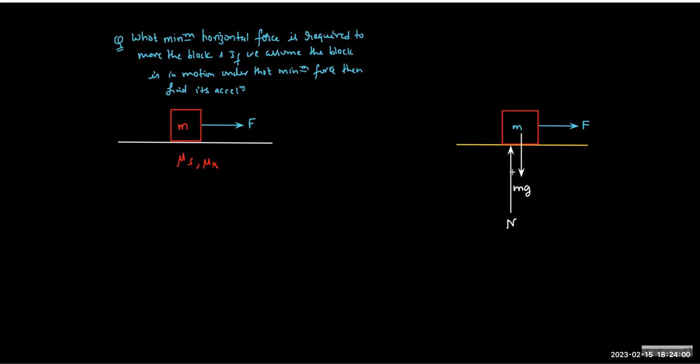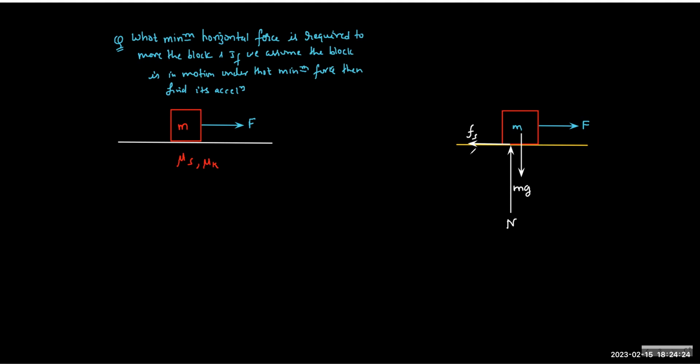So what will be the direction of the friction force acting on the block? Left. I think this is obvious, right? There's no rocket science here. And this force, as of now, I don't know what it is, let's call it f. Now, as F increases, f will also increase because it is static friction.